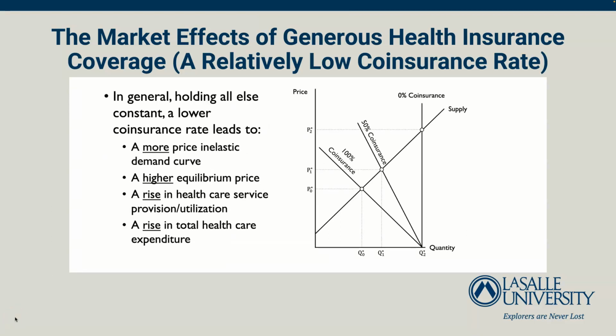This suggests, in general, holding all else constant, a lower coinsurance rate will lead to a less price elastic or more price inelastic demand curve in the market. It will also lead to a higher equilibrium price for the healthcare service in question, a rise in healthcare service provision and utilization, and also a rise in total healthcare expenditure.